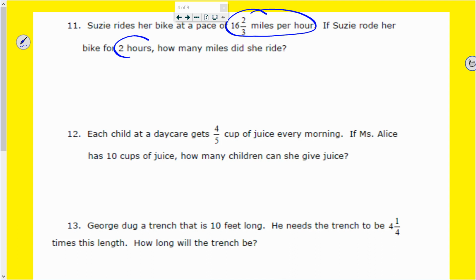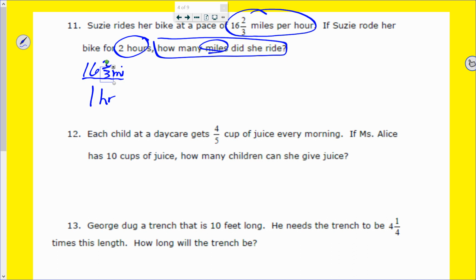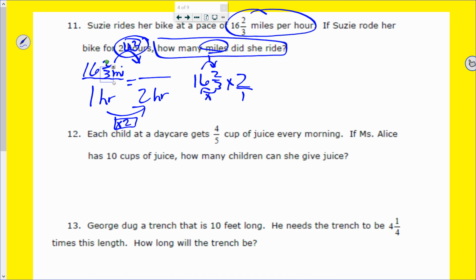Our next one, Susie's riding her bike at 16 2/3 miles per hour. If she rode her bike for 2 hours, how many miles did she ride? Looking at our proportions, we have 16 2/3 miles per hour, but I know I'm going for 2 hours. So again, how do I go from 1 to 2? Multiplying by 2. So now I'm multiplying by 2, I do 16 2/3 times 2. First thing we do, whole numbers go over 1, and we slam dunk any mixed numbers. So that's going to give me 50 over 3, times 2 over 1.